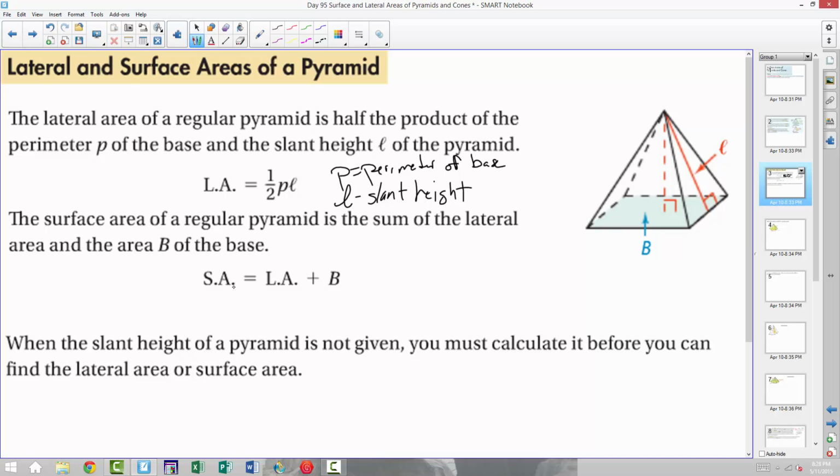Surface area is equal to your lateral area plus B, whereas if it was a prism or cylinder it was 2B because you had two bases. With pyramids and cones you have one base. Capital B is the area of the base.